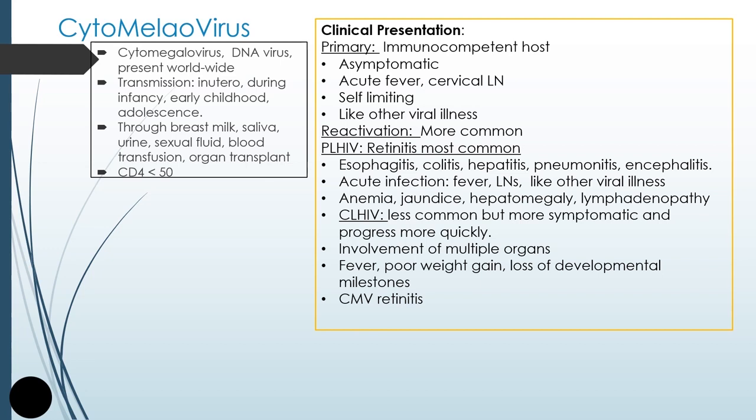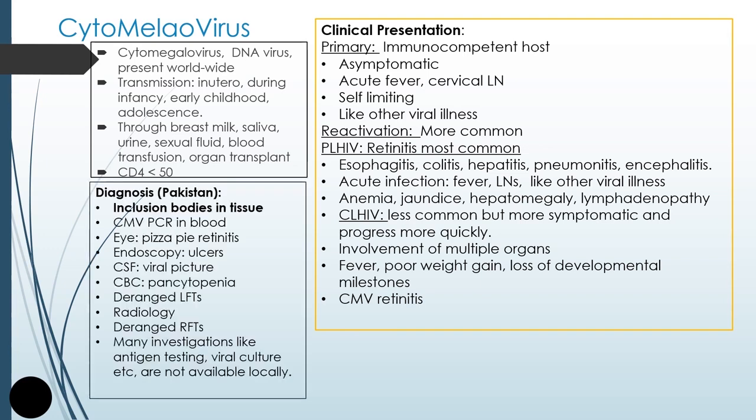There are two types of cytomegalovirus infection. One is cytomegalovirus infection in which the viremia is present, and one is organ specific or organ invasive disease in which the viremia may be absent but the organism is present in tissues. In children, the disease is less common but more symptomatic and progresses rapidly towards severity. Multiple organs can be involved, and children can present with CMV retinitis. However, the other clinical picture includes fever, poor weight gain, loss of developmental milestones, and other non-specific symptoms.